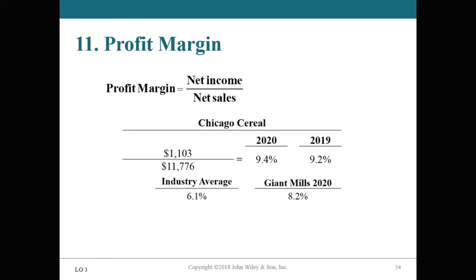Profit margin is a measure of the percentage of each dollar of sales that results in net income. It's computed by dividing net income by net sales. Here we can see that Chicago Cereal has a profit margin of 9.4%, which is up from 2019 at 9.2%. This is greater than, and performing better than, their competitor Giant Mills at 8.2% and well above the industry average of 6.1%.